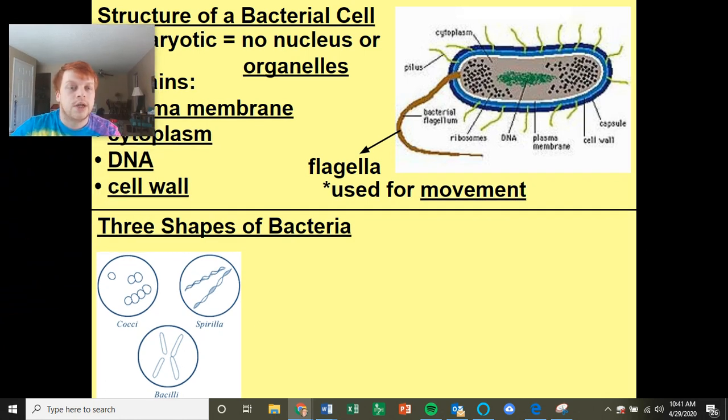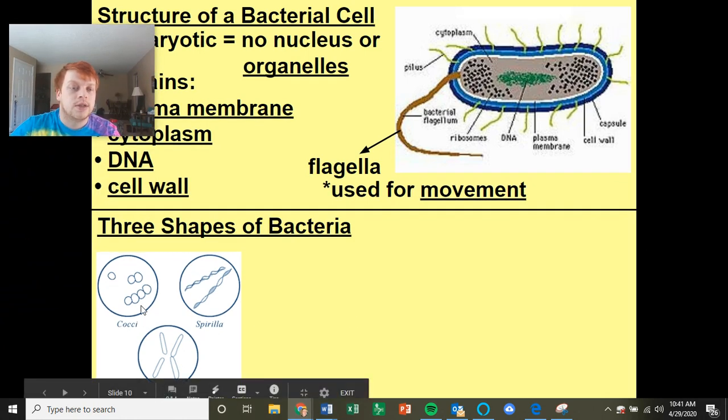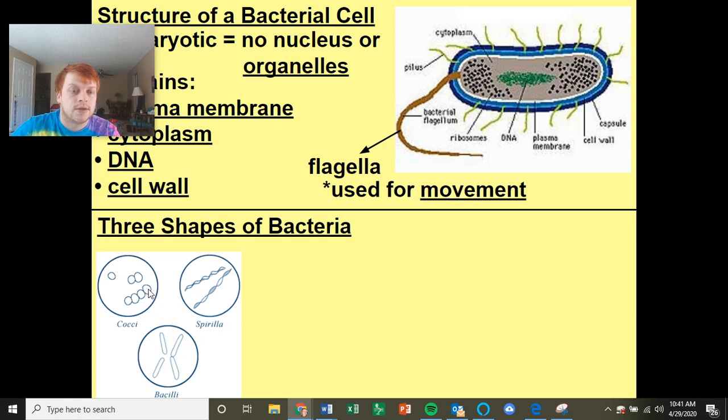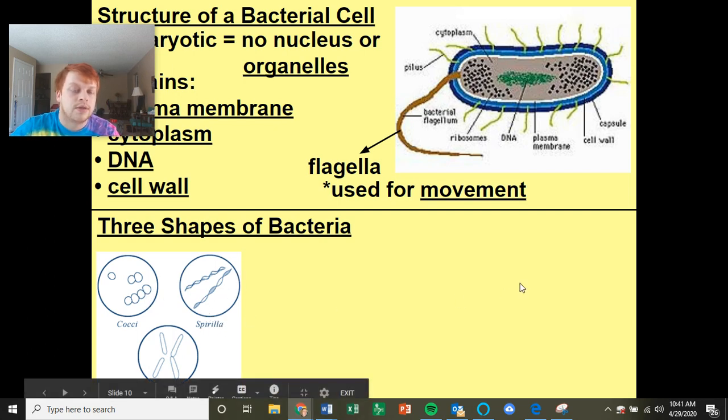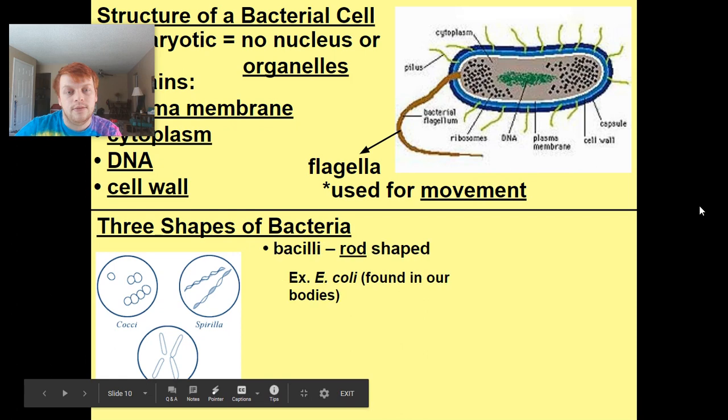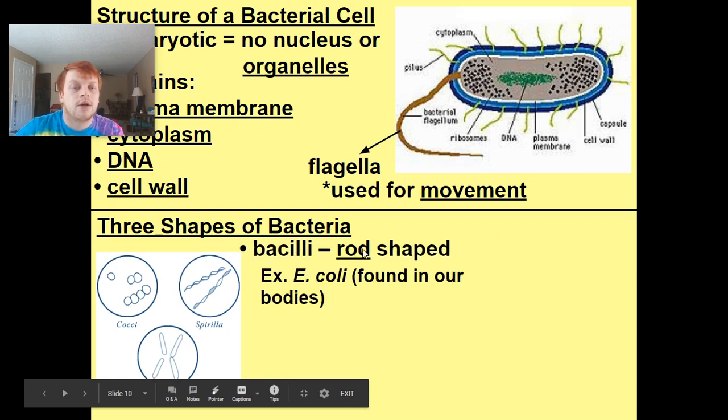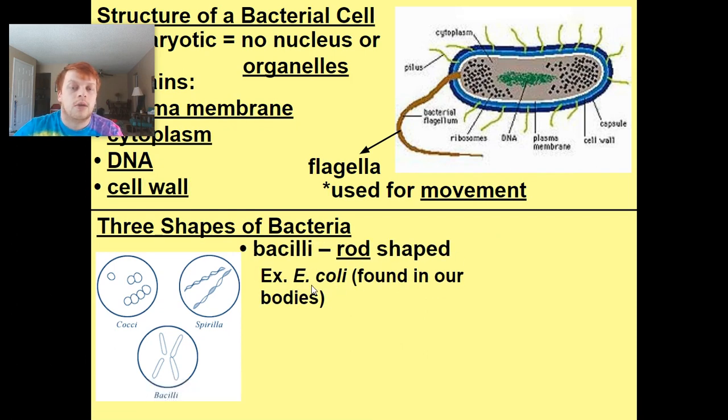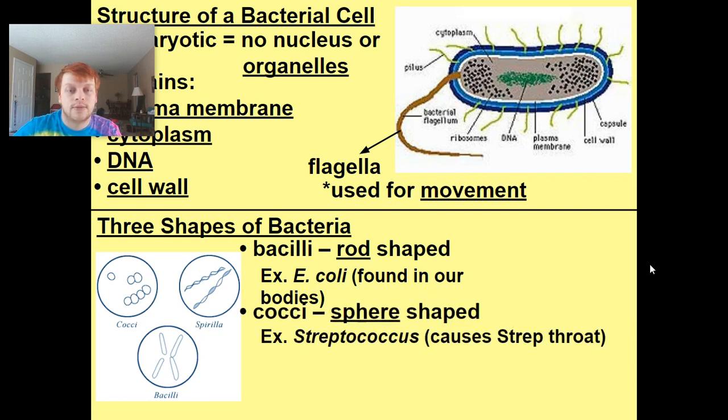So there are 3 shapes for bacteria. There are coci, which are these little round balls, spirilla, which look like spirals, so that's how you can remember that one, and then bacilli, which are rod-shaped. That's these guys right here. So again, the bacilli are rod-shaped bacteria. E. coli is one example of that, which is found in our bodies.